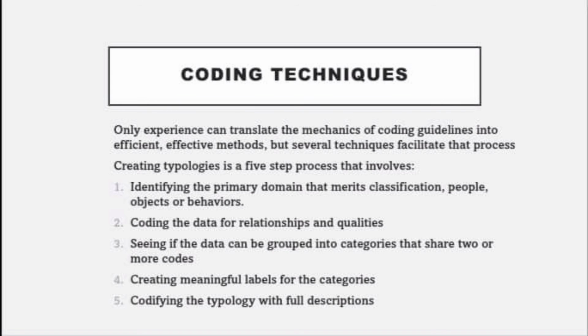Creating typologies is a five-step process that involves 1. Identifying the primary domain that meets classification: people, objects, or behaviors. 2. Coding the data for relationships and qualities. 3. Seeing if the data can be grouped into categories that share two or more codes. 4. Creating meaningful labels for the categories. 5. Codifying the typology with full descriptions.